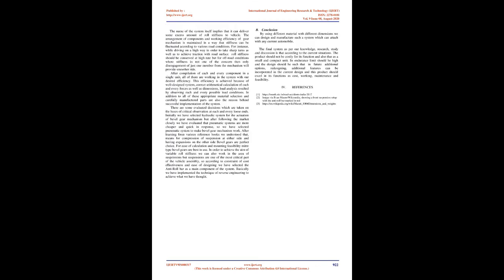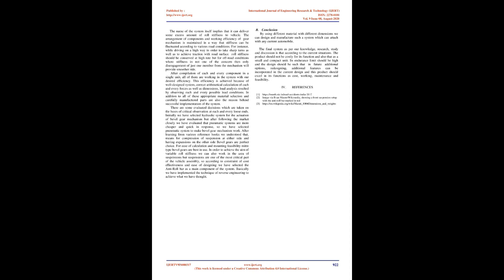In order to achieve the aim of variable roll stiffness we could also work in the area of suspensions, but suspensions are one of the most critical parts of the vehicle assembly, so according to the constraints of cost effectiveness and ease of designing we selected the anti-roll bar as the main component of the system. Basically we have implemented the technique of reverse engineering to achieve what we thought.